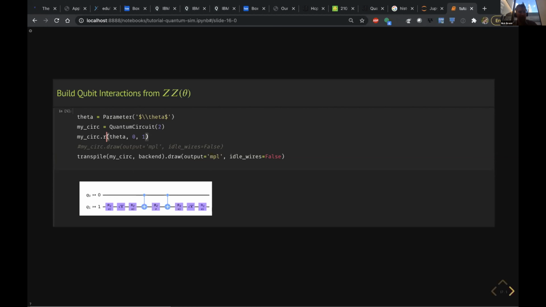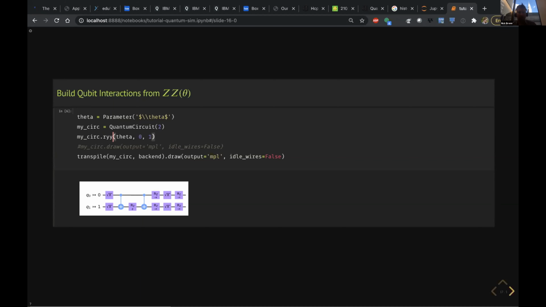We can look at other kinds of interactions. YY, for example, is built into Qiskit. You can see we have a square root of X gate that modifies both of the Zs, and then this is the inverse of the square root of X gate, because I've rotated and unrotated by pi.